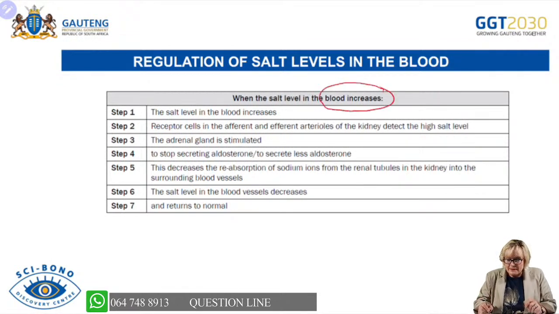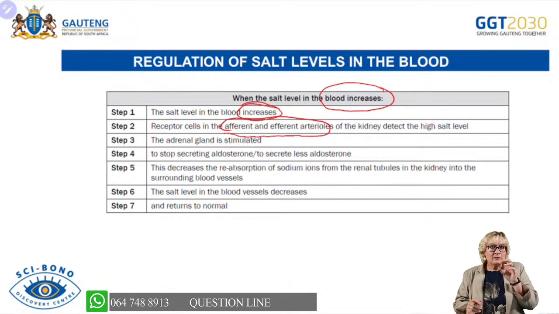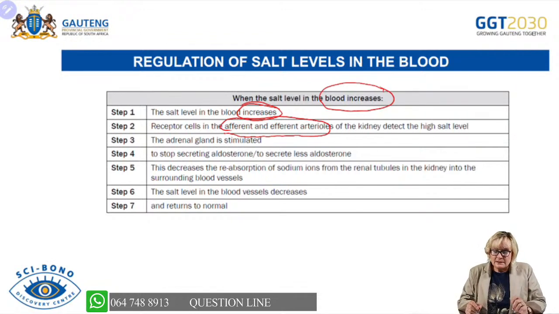This is now where my packet of chips is coming in. I have a packet of, let's say, salt and vinegar chips, no cold drink to drink, no water to drink. So what is happening inside my body? Because of the salt in the chips, the salt level in my blood is going to increase. What is happening? The same receptor cells. The receptor cells in the afferent and the efferent arteriole are now the policemen. And they're detecting, wow, there's now a lot of salt in the blood.